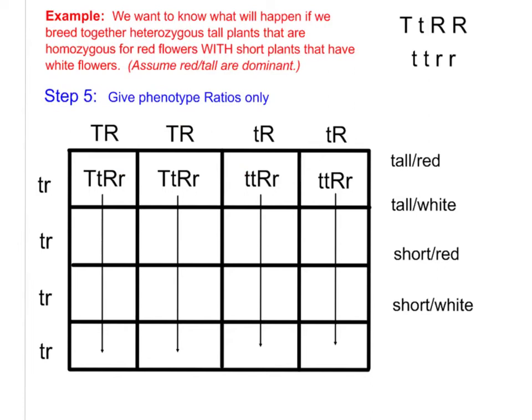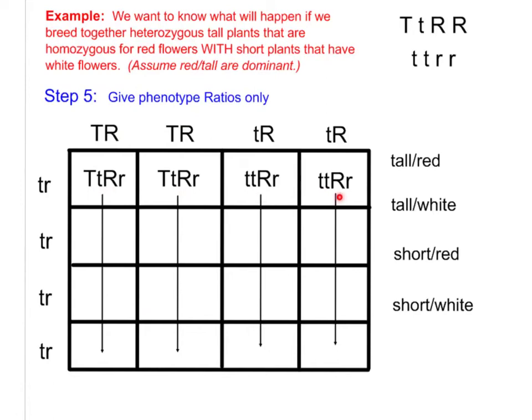Here we have our Punnett square that's all filled in, and our next step is to give the phenotype ratios only. So for our dihybrid, we're going to tell what the phenotype ratios are. For this phenotype, this will be tall, red. This one is tall and red. This one's short and red. This one's short and red.